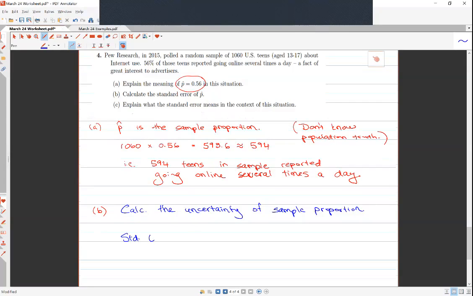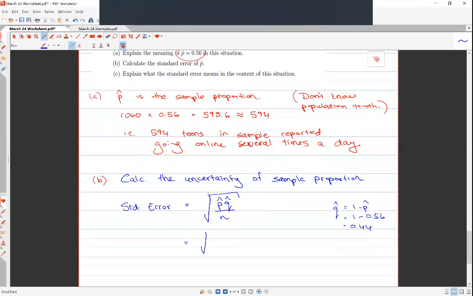The standard error is the same calculation, but we use p hat instead of p. So the standard error is going to be same looking formula, but now it'll be square root of p hat q hat over n, where q hat is 1 minus p hat. So if I plug in these values, 0.56 times 0.44, and my sample size is 1,060, I'm just going to do all of this in one go.